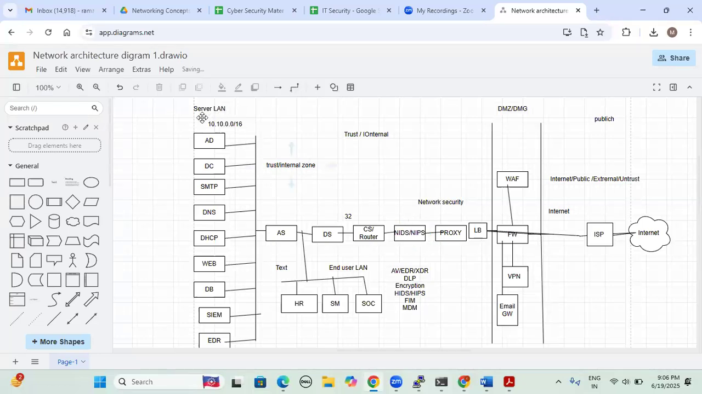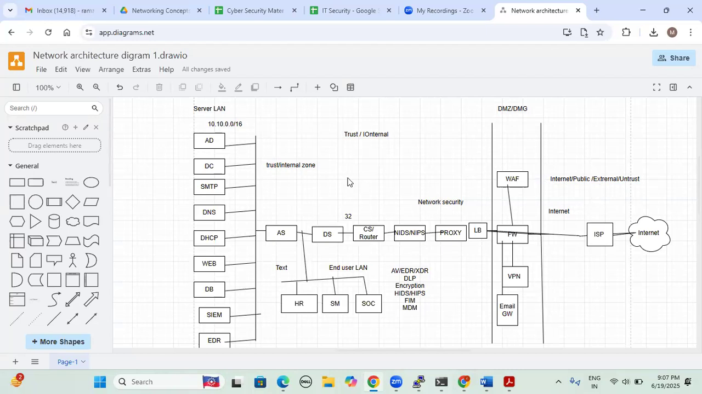So now the first one is server LAN. There are three different types of zones for any network architecture diagram. Those three zones, you can see here, are the trust or internal zone; second, the DMZ zone; third, public or internet or external or untrust. Here only we are getting the internet. From here only we'll get the internet. So that we can call the internet or public or external or untrust zone. These are the three different types of zones.